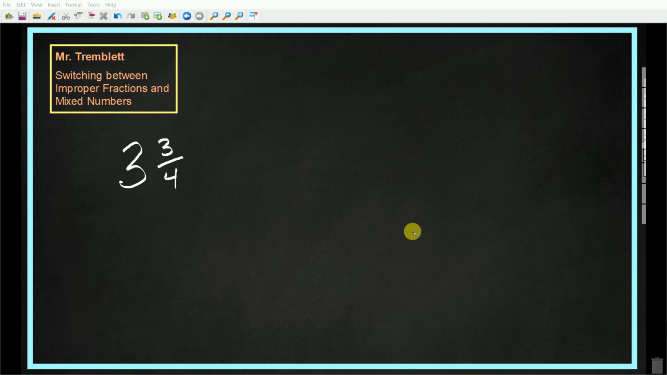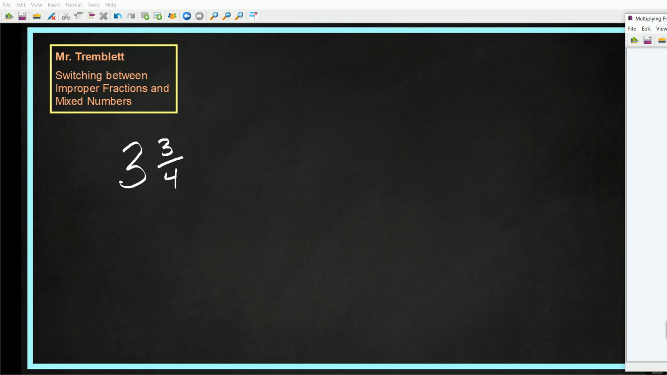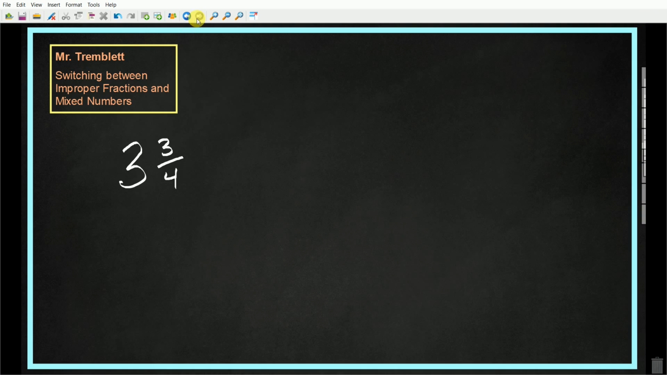Alright, we're going to look at a few examples of switching between improper fractions and mixed numbers. To start, we're going to look at taking 3 3/4, which is a mixed number, and we're going to change that to an improper fraction.